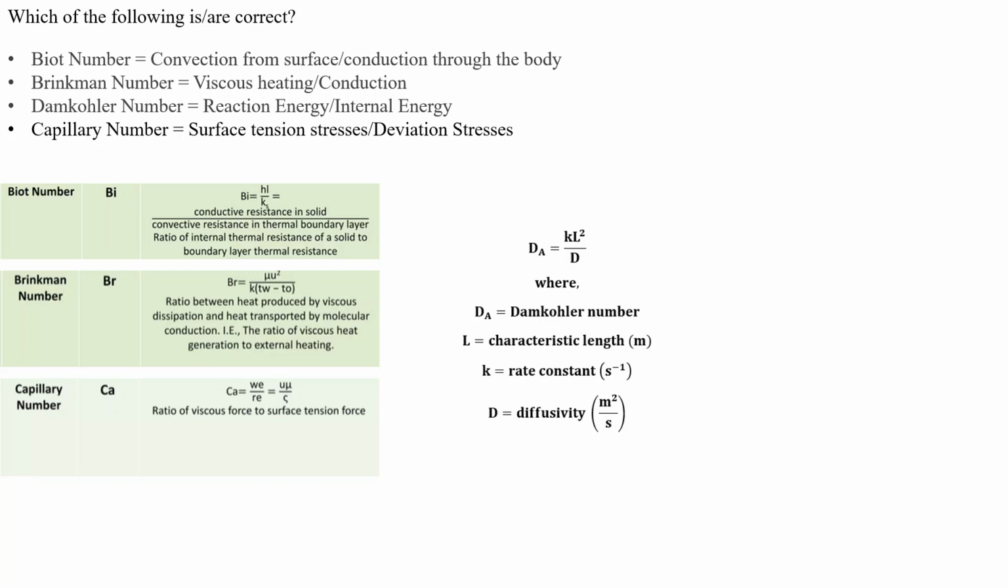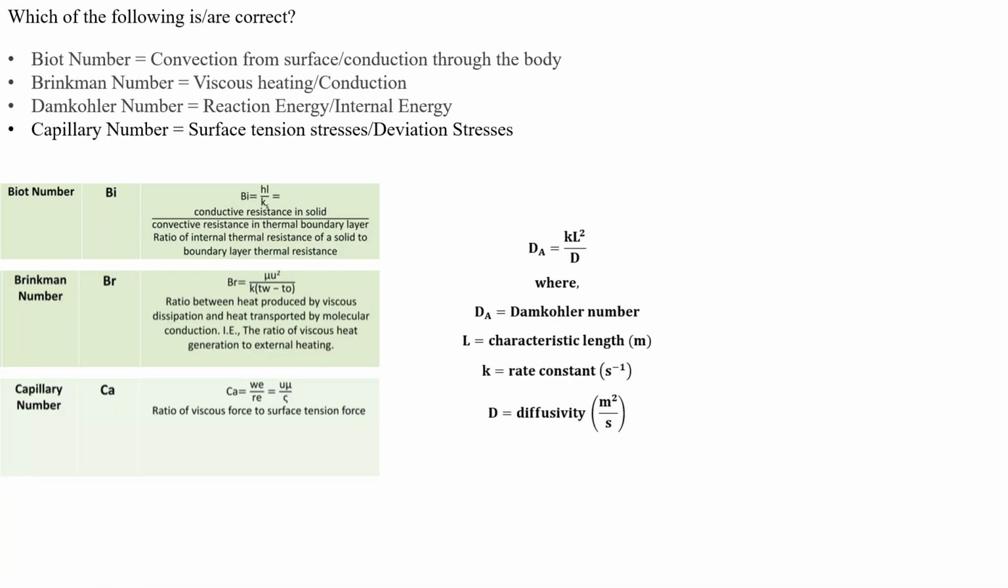So the definition says conductive resistance inside the solid. When you say conductive resistance inside the solid, that basically means the reciprocal of the conduction. You can see the definition which has been given here. We have the conduction through the body on the bottom part. So conductive resistance inside the solid and conduction through the body will basically come in the denominator. And then we have the convective resistance in the thermal boundary layer.